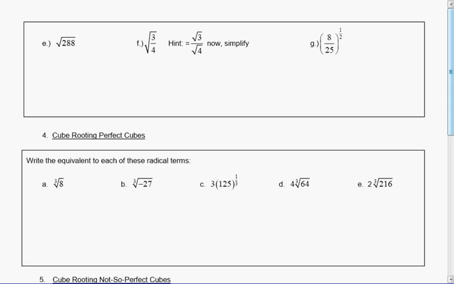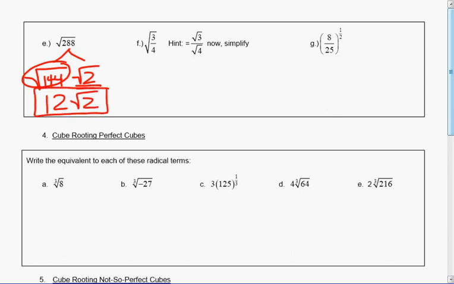Moving right along, let's try E. The perfect square that I can think of is the square root of 144 times the square root of 2. Square root of 144 is 12. Square root of 2 cannot be broken down, so I write my answer as 12 square root of 2.